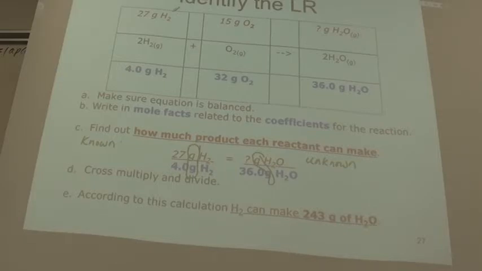I would now like you to find out on your own how much water can be produced if you use the complete amount of oxygen given, 15 grams. How much water can be produced with 15 grams of oxygen? Make sure you write this in the form that you've been taught, including your units. Raise your hand when you have an answer. That's correct. When I tell you you're correct, please write the limiting reactant to the right of your paper.